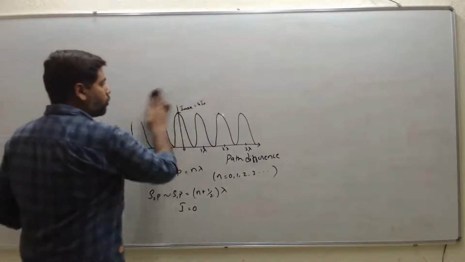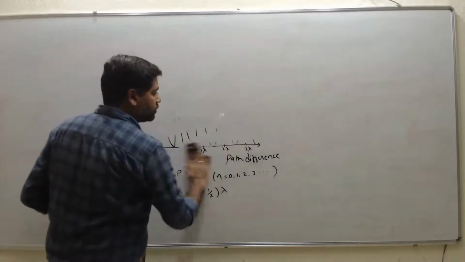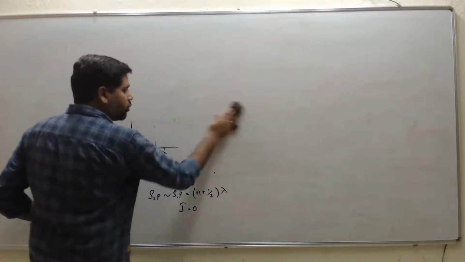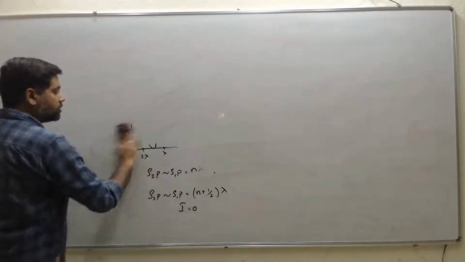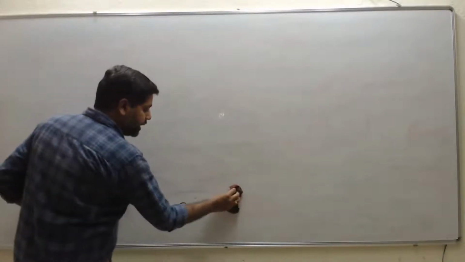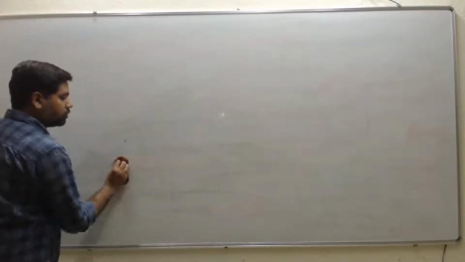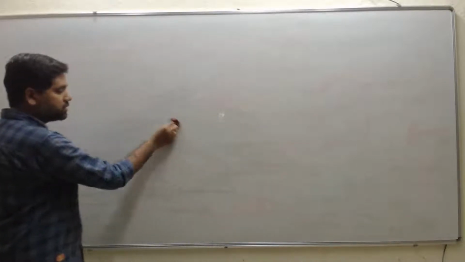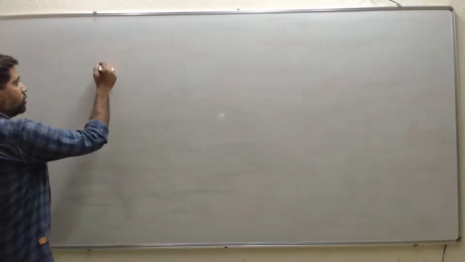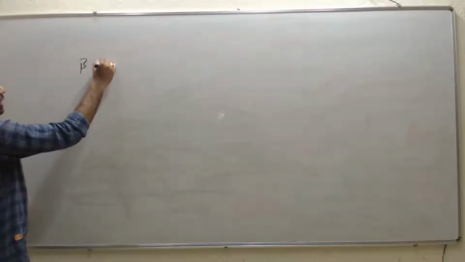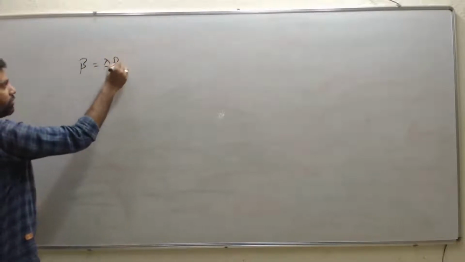We will solve a few problems on this topic. Almost every year they ask a problem on this topic only, that is fringe width, beta is equal to lambda D divided by d. From the last several years they asked 5 marks problems on this topic only. So you have to work based on the formula, fringe width beta is equal to lambda D divided by d.